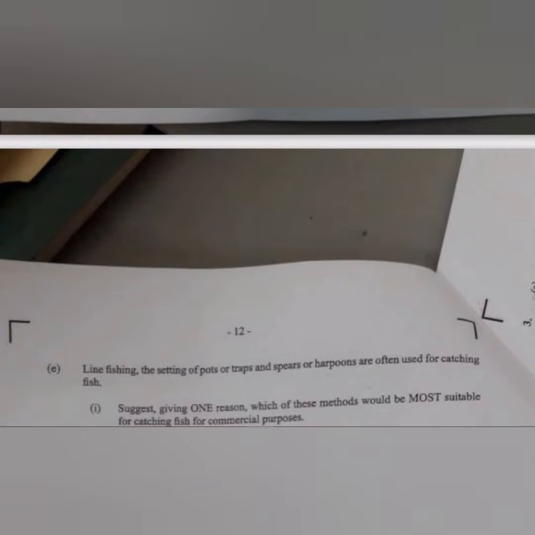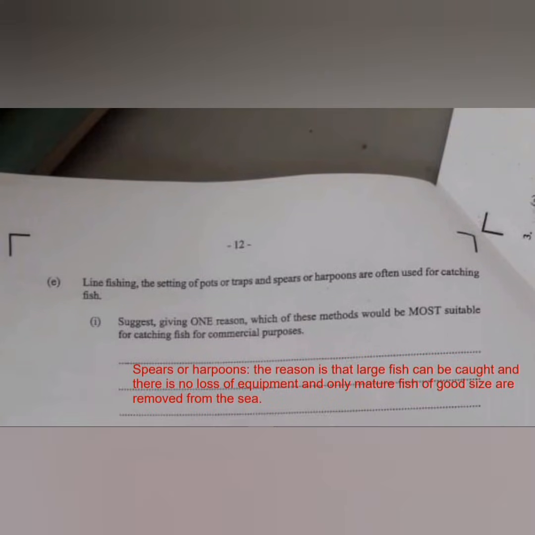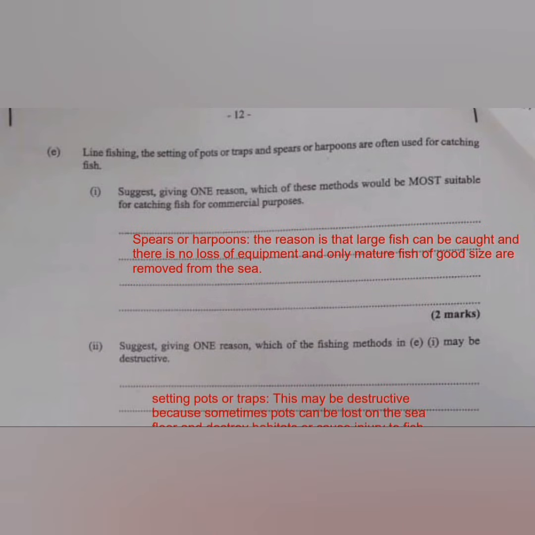Next question. Line fishing, the setting of pots or traps, and spears or harpoons are often used for catching fish. Suggest, giving one reason, which of these methods would be most suitable for catching fish for commercial purposes. Now, my answer is spears or harpoons, and the reason for my answer is that large fish can be caught and there is no loss of equipment, and only mature fish of good size are removed from the sea. And that would be a total of 2 marks.